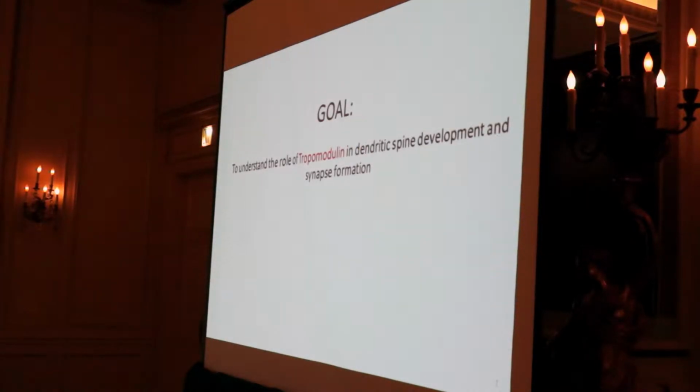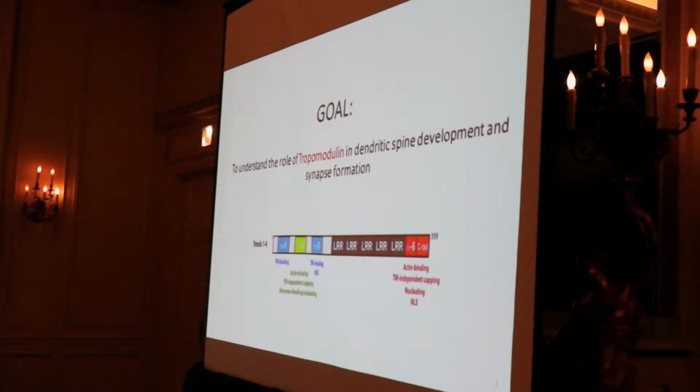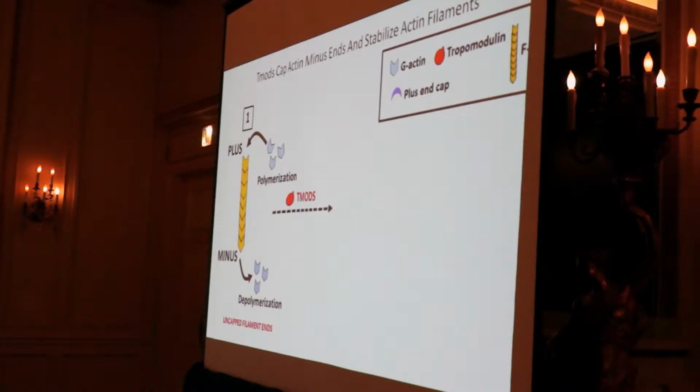That brings me to a more specific goal: to understand the role of tropomodulin, this minus end cap, during dendritic spine development and synapse formation. There are four isoforms of tropomodulin, but I'll be speaking about tropomodulin 1 and 2, which are the neuronal isoforms. Very briefly, this is a schematic of the domain structure. The only thing I want to draw your attention to, although it has a lot of domains, is this actin-binding domain. This is important for it to physically bind to the pointed end and impart control on the filaments.